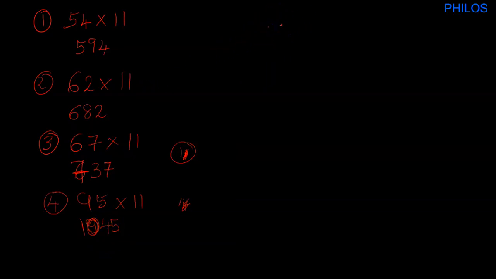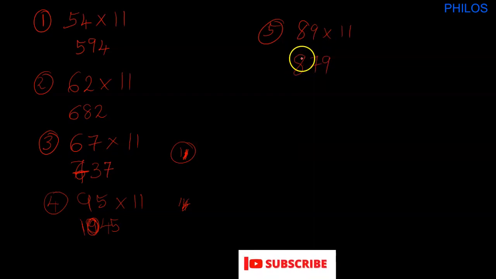Example 5. Let's say 89 times 11. You write the first digit, which is 8, leave a space and then write the last digit, which is 9. So 8 plus 9 gives you 17, isn't it? So you write a 7 only. The remainder, which is 1, you add it to the 8 to give you 9. So 89 times 11 is 979.